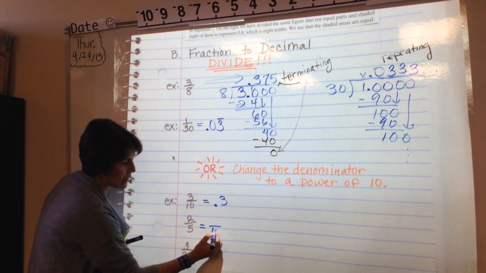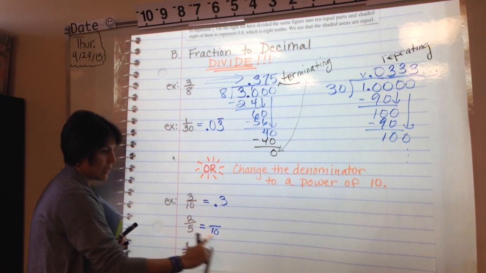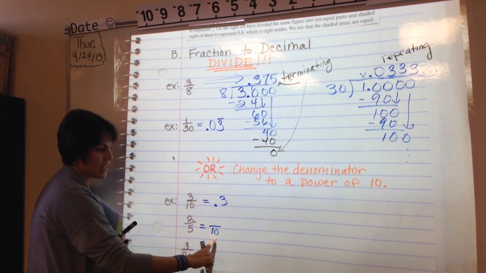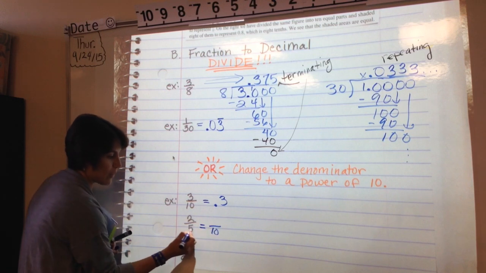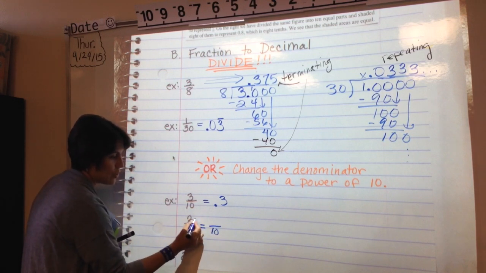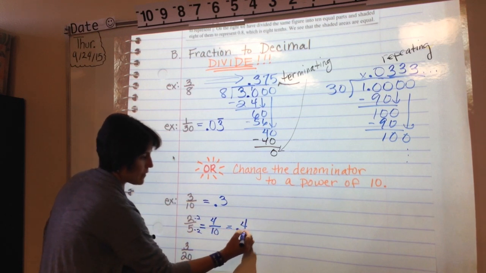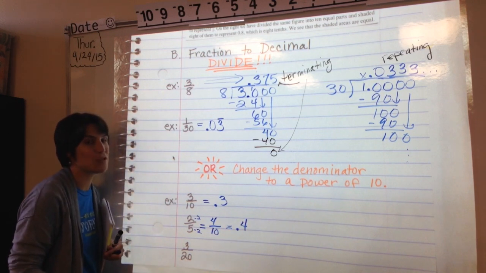Well, can I make this a power of 10 on the bottom? 10, 100, or 1,000 can go here. And if I can change this to this to make an equivalent fraction, look what I got. 5 times 2, 10. 2 times 2, 4. 4 tenths. Decimal form, 4 tenths. Yeah, this is your friend.